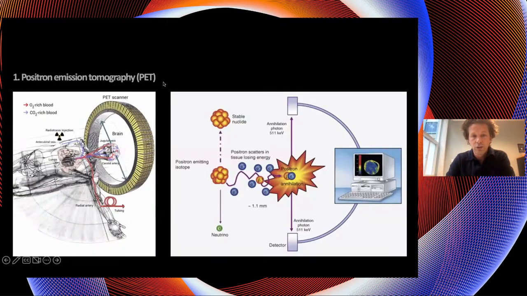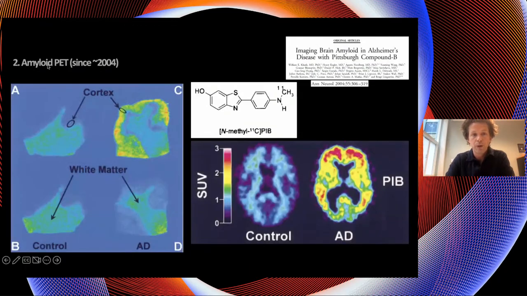So it's good to realize again that in the 80s, amyloid beta and tau proteins were discovered. And actually with neuroimaging techniques such as PET, we are able to measure this in the living human brain. So amyloid PET we can measure since roughly 2004. This is really the hallmark paper where the first cases have been described. So in this case, you can see here the biochemical structure of the amyloid PET tracer. It's called Pittsburgh compound B.